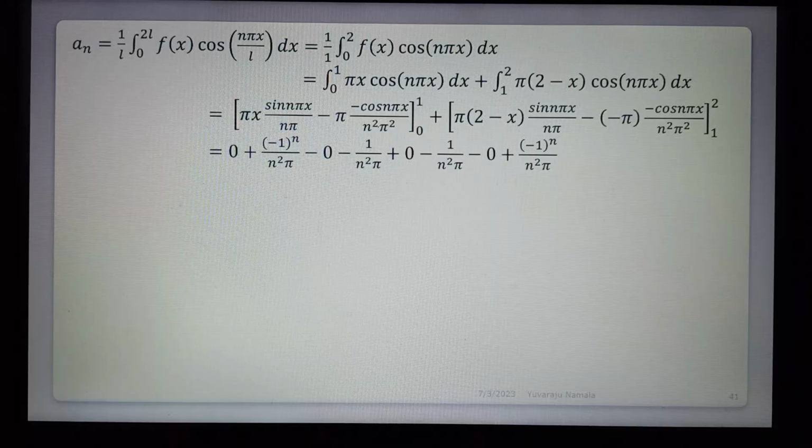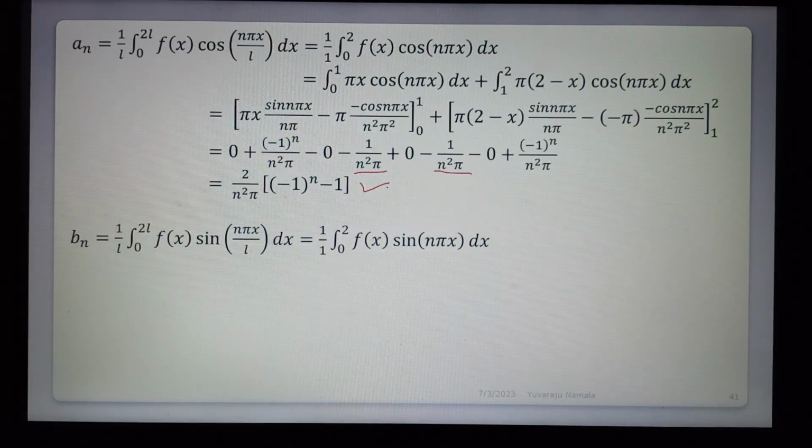Here the π cancels. So in simplification, all are the same terms here. This is the same term, 5 by n square π, and this is the same term, 5 into minus 1 power n by n square π. Here the common factor is 5 by n square π, that is (minus 1 power n minus 1). This is the an value.